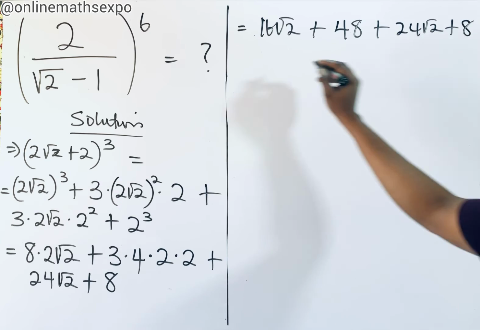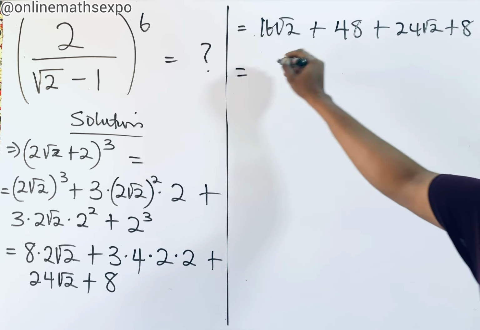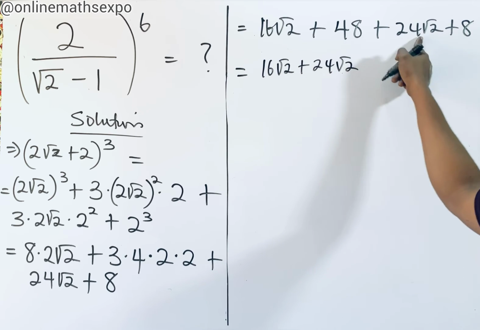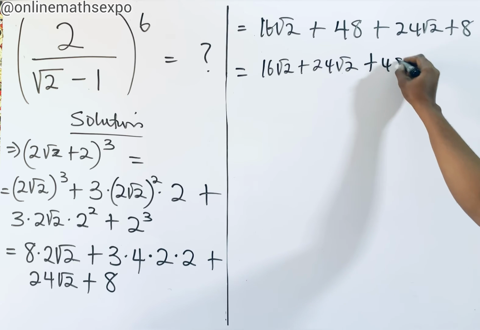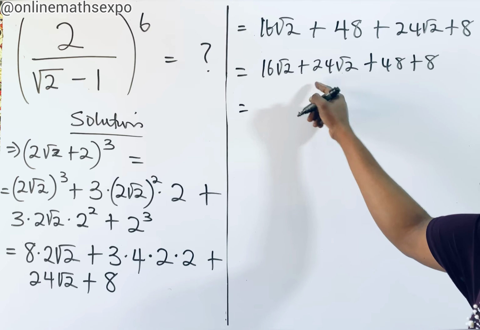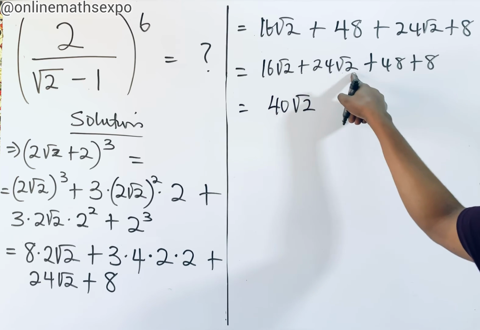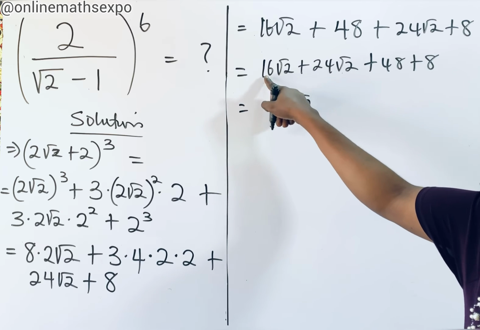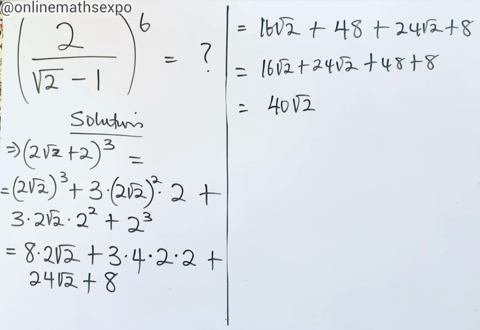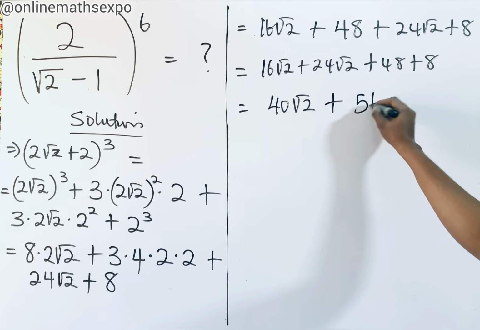Now if you simplify, add those terms that are the same, collect like terms. So we have 16 root 2 plus 24 root 2, okay, plus 48 plus 8. Now if you add it, this will give us 40 root 2. Because the radicals are the same, just add the coefficients. So 16 add this gives us 40. So we have 40 root 2 plus, this will give us 56. Did you see?